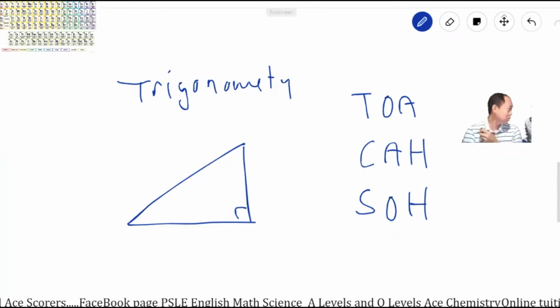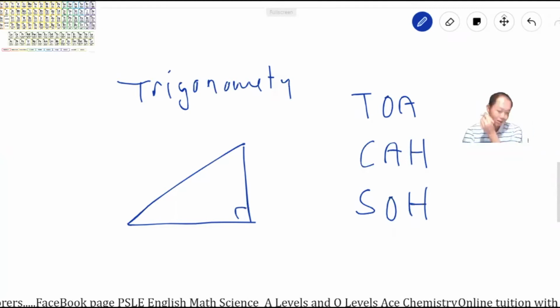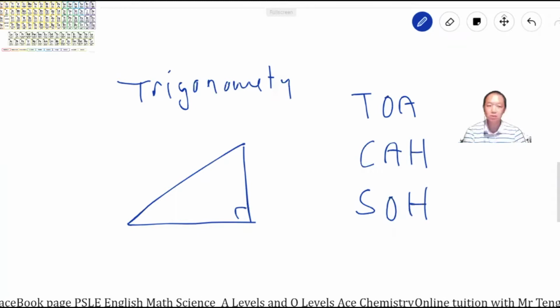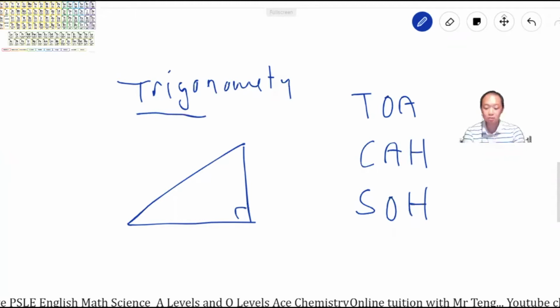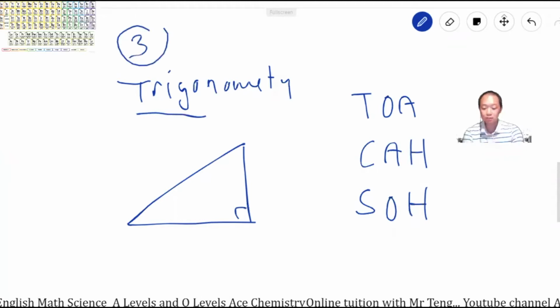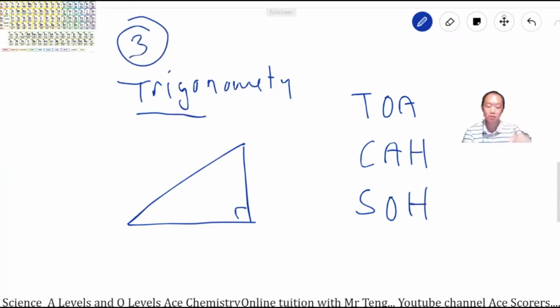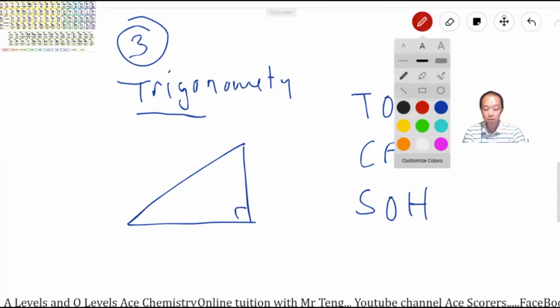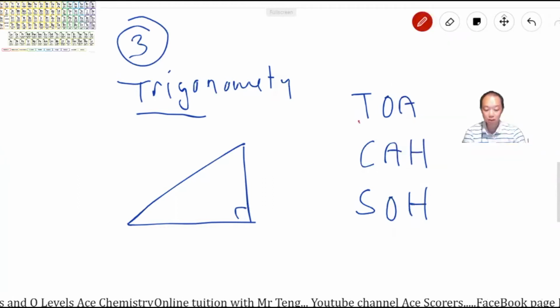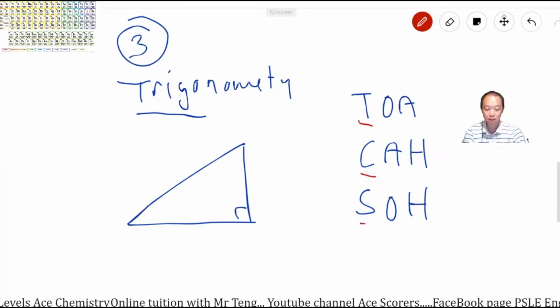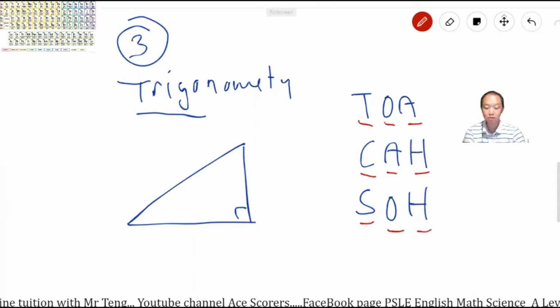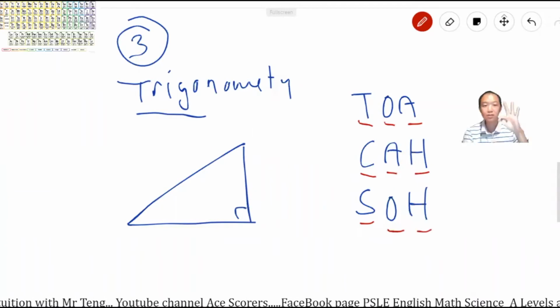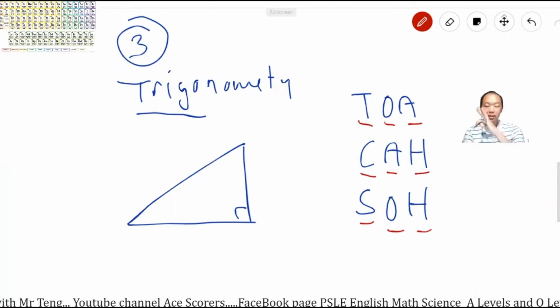Okay, the trigonometry here is referring to the relationship. Trigo means three, three things, three items. What are the three items? You have T, C, S. You see, T, O, A, then C, A, H, S, O, H. So there are three, and for each one of them, there are three items, right?